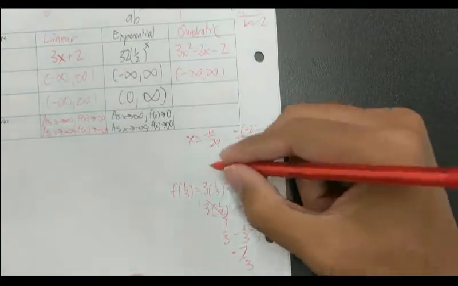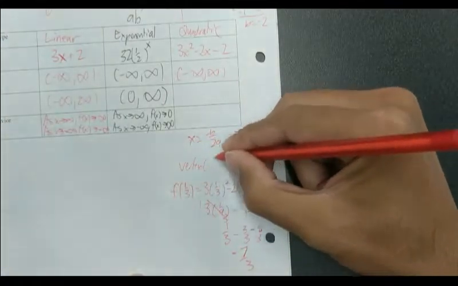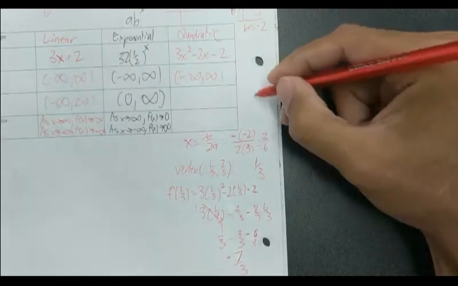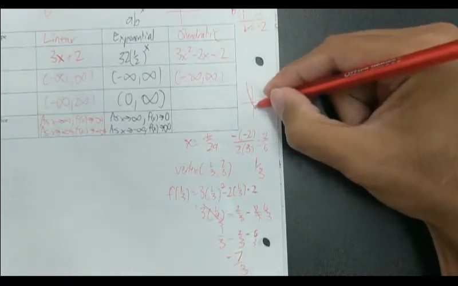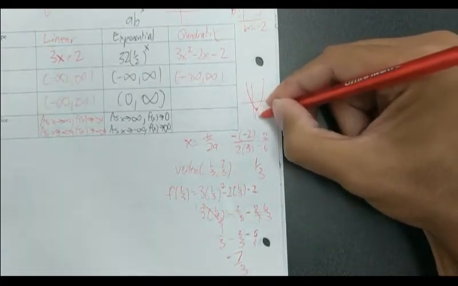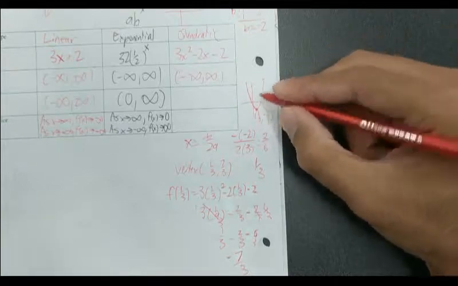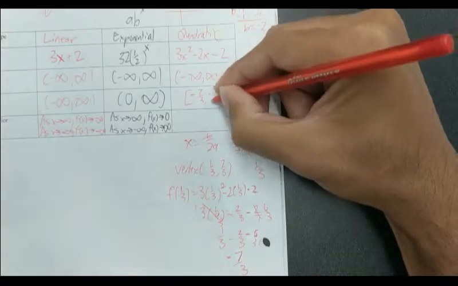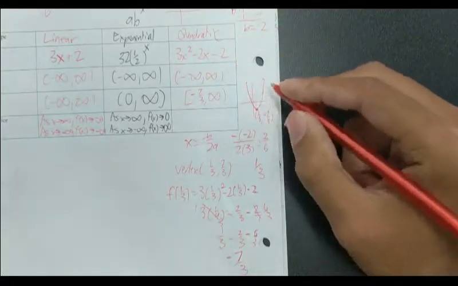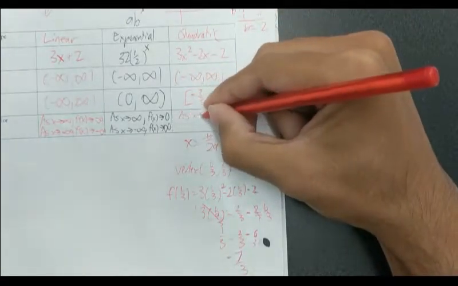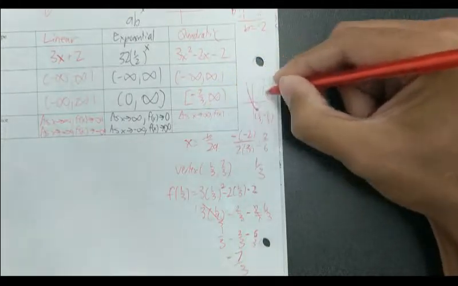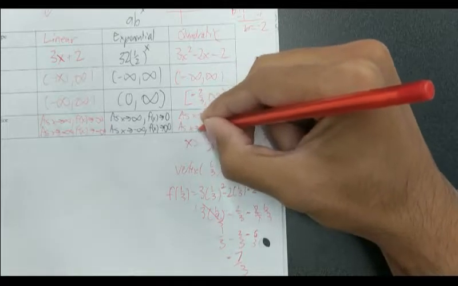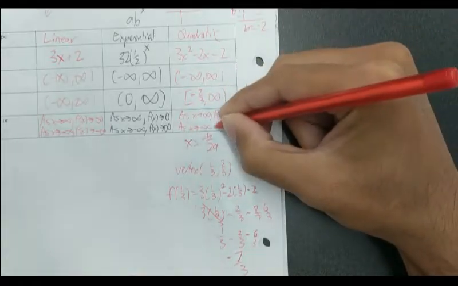Okay, so the vertex is at 1/3, -7/3, and because a is positive, I know this parabola opens upwards. Okay, so this will be the lowest y value. Okay, and then for my graph, I can see the end behavior. As x approaches infinity, f of x goes up forever. And as x approaches -infinity, f of x again goes up forever.